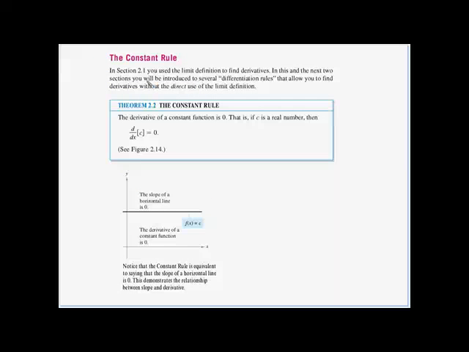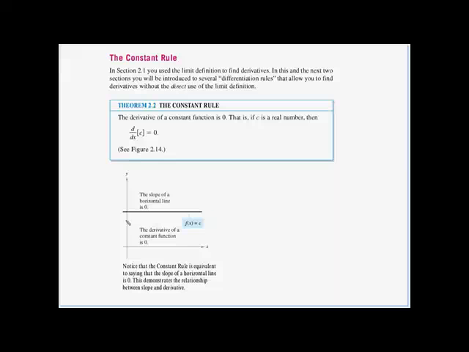When we are taking the derivative of a constant, it's just going to be 0. In section, well, this is a little off, it'd be 3.1, that was a previous section. You use the limit definition to find a derivative. In this and the next 2 sections, you're going to be introduced to several differentiation rules that allow you to find derivatives without the direct use of that nasty limit definition. So here in our first theorem box, 2.2, the constant rule, the derivative of a constant function is 0. That is, if c is a real number, then the derivative with respect to x of that number is 0.